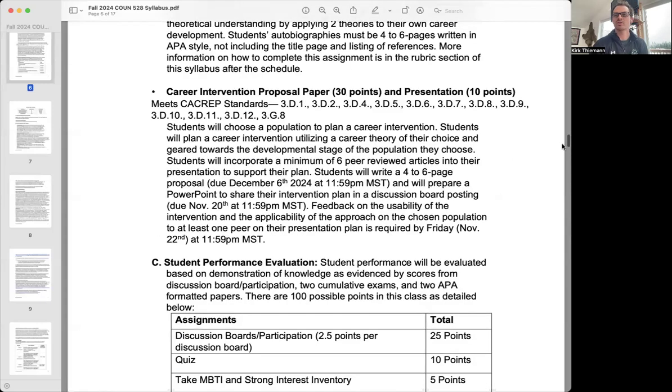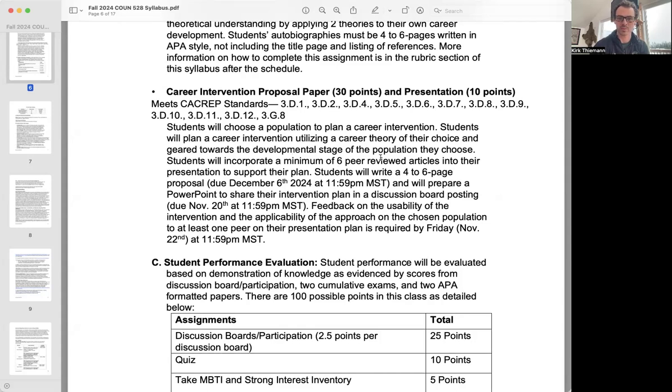All right. So here's the syllabus for our course, and the career intervention proposal paper you see is worth 30 points, and then the presentation is 10 points. So here is the basic information about this assignment. It's not the full information, but it highlights that you're choosing a population, you're going to be applying a theory to intervene to help that population, and recognizing their developmental stage and needs and how to meet those through your intervention.